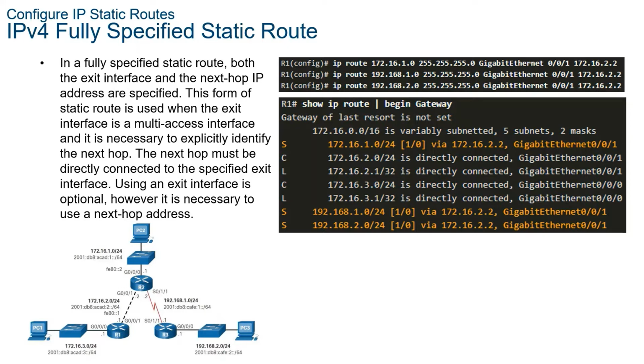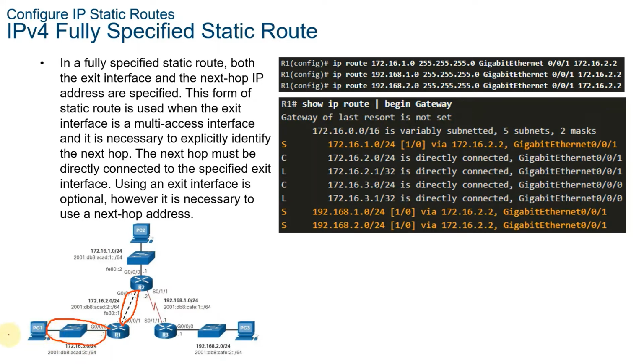Suppose that the network link between R1 and R2 is an Ethernet link, and that the GigabitEthernet 0/0/1 interface of R1 is connected to the network as shown in the figure here. The difference between an Ethernet multi-access network and a point-to-point serial network is that a point-to-point serial network has only one other device on the network. So this is a point-to-point serial network here, and this one here is the Ethernet link.